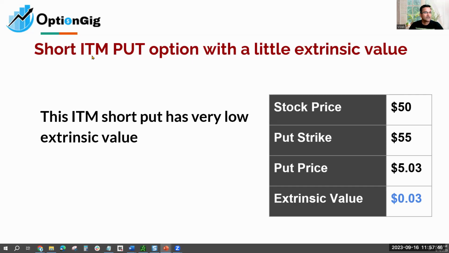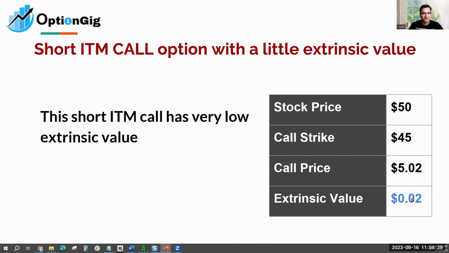So, short in the money put option. In this case, let's say your stock price was 50, put strike price is 55. So the put price is $5.03. In this case, the extrinsic value is only 3 cents. So even though this may be an October 20 expiration, there is a chance that you could get assigned on this one because the extrinsic value is very low. Generally, you will see it might be 1 cent, etc. Then there could be a chance that you could get assigned.